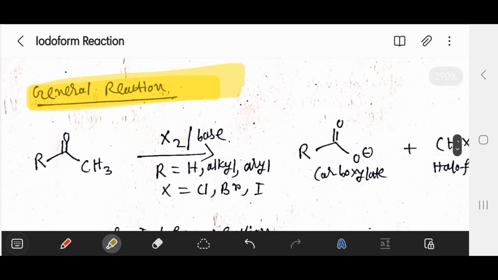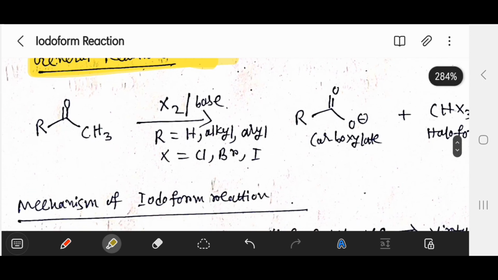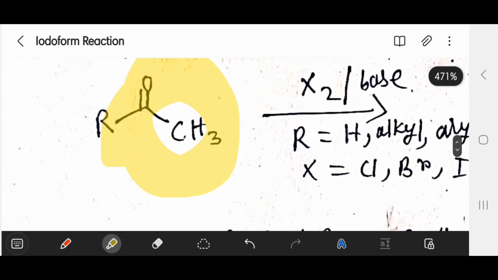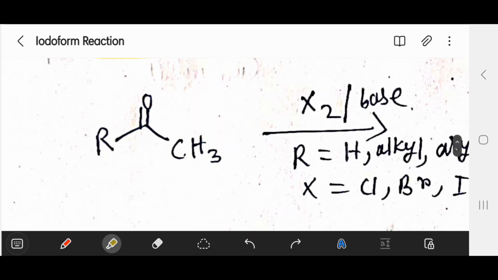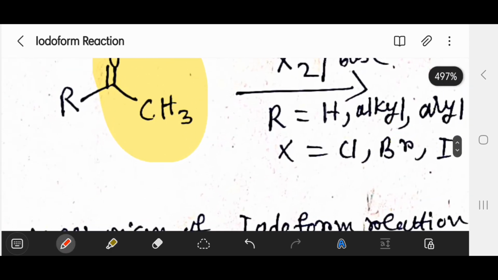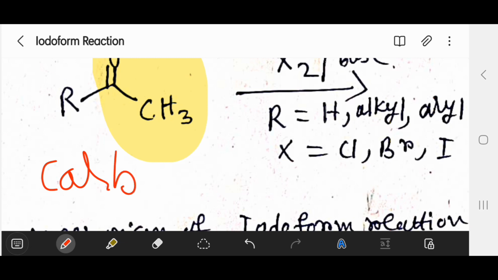What is the general reaction? It is generally represented by this. So this is a carbonyl compound having an alpha methyl group. This is the alpha methyl part, and this is the carbonyl.